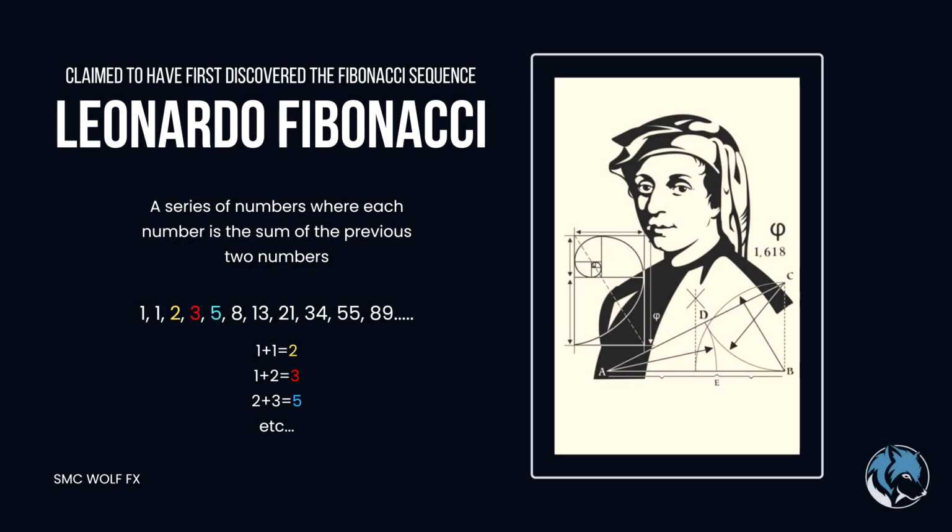An Italian mathematician called Leonardo Fibonacci is claimed to have first discovered the Fibonacci sequence, which is a series of numbers where each number is the sum of the previous two numbers. For example, 1 plus 1 equals 2, 1 plus 2 equals 3, 2 plus 3 equals 5, and so on.